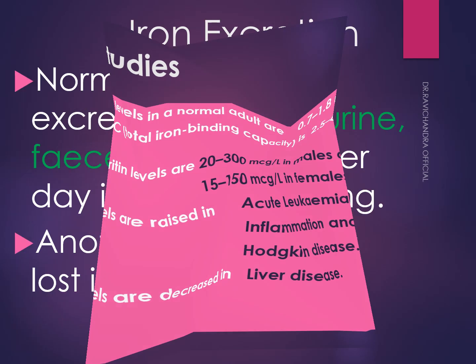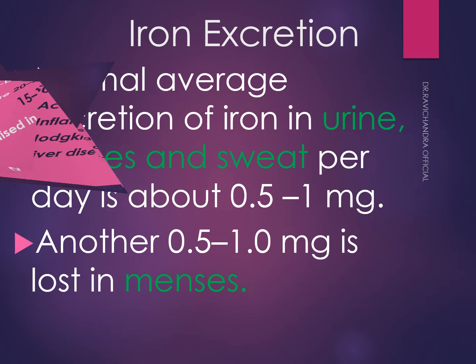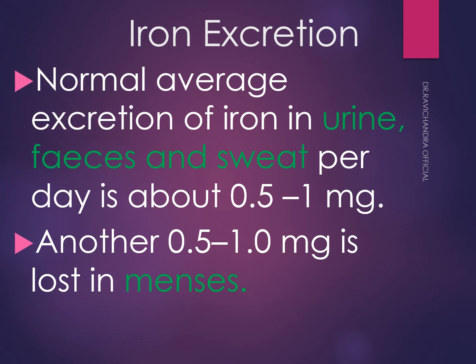Iron excretion. Normal average excretion of iron in urine, feces, and sweat per day is about 0.5 to 1 milligrams, and another 0.5 to 1 milligram will be lost in menses in females.